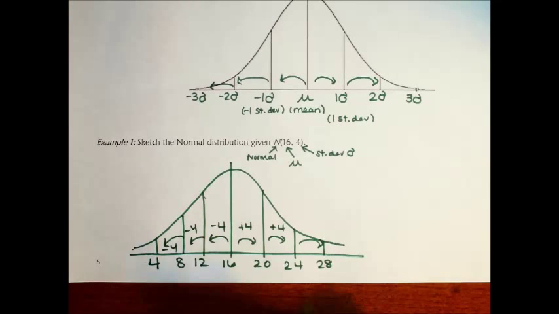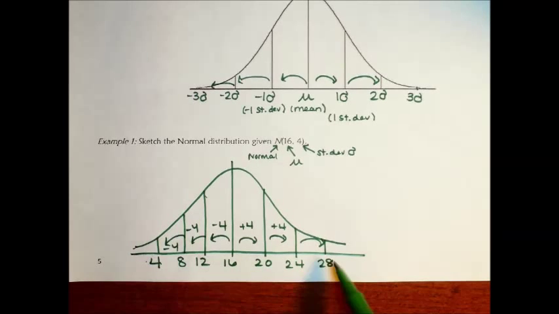So for this data set, we don't know exactly what the data is. We could have values that are beyond 28. We could have values that are beyond 4. But the majority of our values are going to be between 4 and 28. If you're 1 standard deviation away from the average, you could get a score of 20, or you could have a score of 12. If you're 2 standard deviations from the mean, you could have 24, you could have 8.